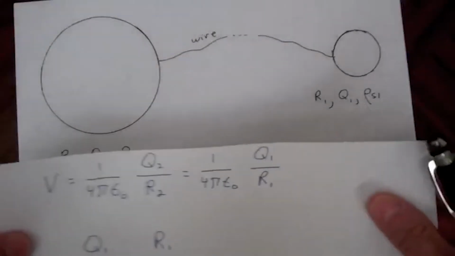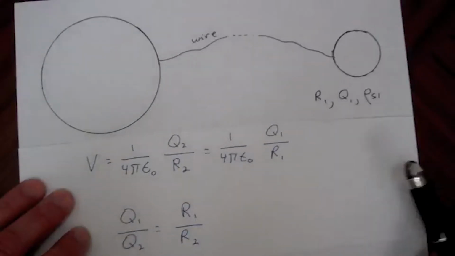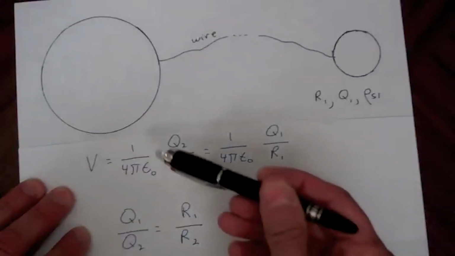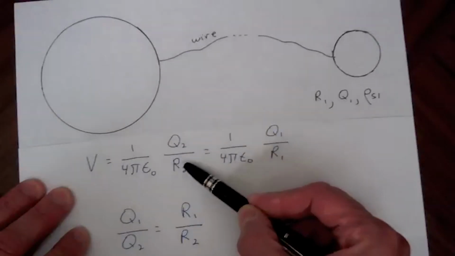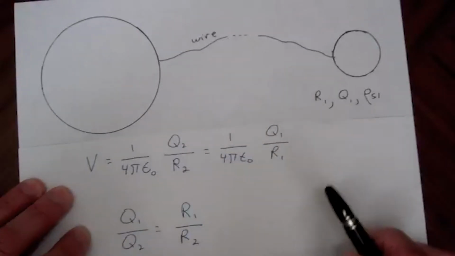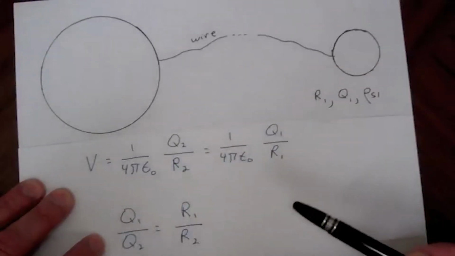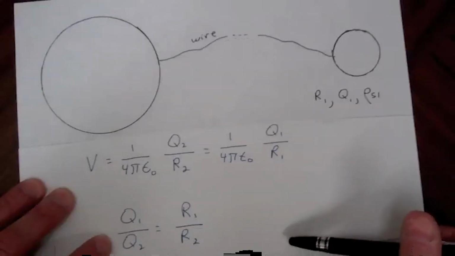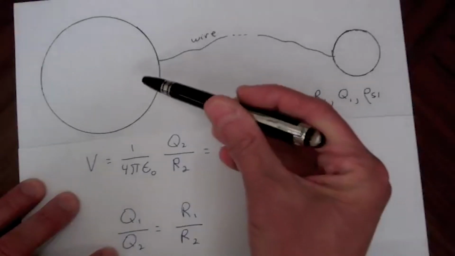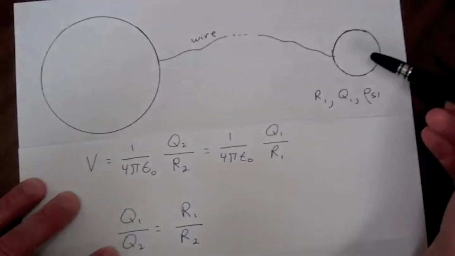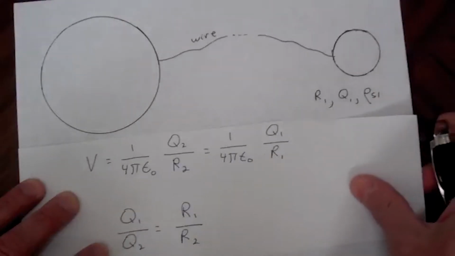Okay, so the potential we know then for a sphere with a charge on it is equal to 1 over 4 pi epsilon sub 0 times the charge on the sphere divided by the radius of the sphere. And so the two are going to be equal. Now, if we solve for Q1 over Q2, we see that it's equal to the ratio of R1 to R2. So sphere 2 will have a larger amount of charge on it than sphere 1 by the ratio of the radii of the two spheres.